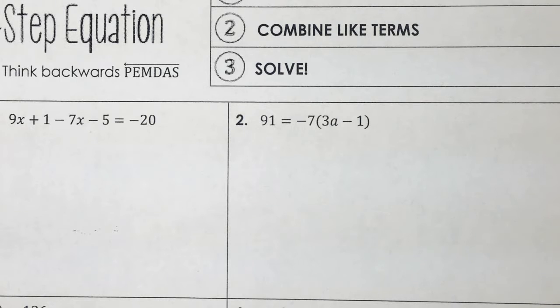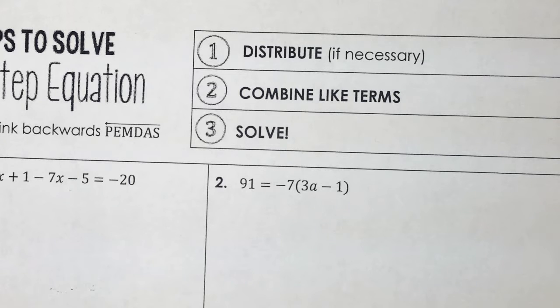Up at the top, it says steps to solving multi-step equations, and it also says a helpful hint. I talked about this yesterday. Think about doing PEMDAS backwards. It's essentially what you're doing. You're undoing the PEMDAS, the order of operations, to solve an equation. So first you distribute if necessary, combine like terms, and solve.